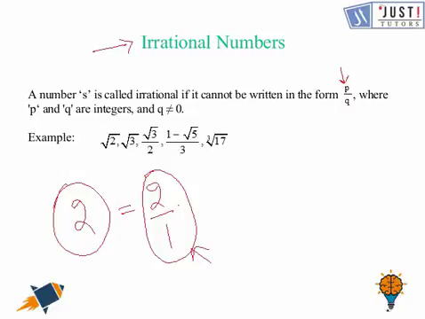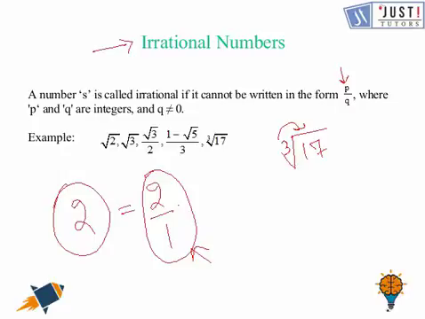Some examples of irrational numbers are root 2, under root 3, under root 3 over 2, 1 minus under root 5 over 3. We know that this sign is of a square root, but if we put 3, 4, whichever number here, that means this is a cube root and so on. So it's a cube root of 17.